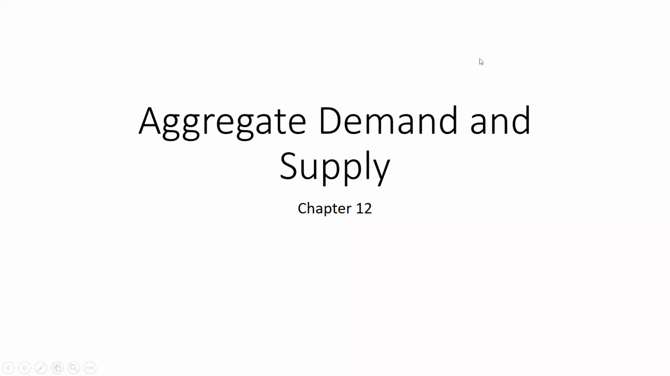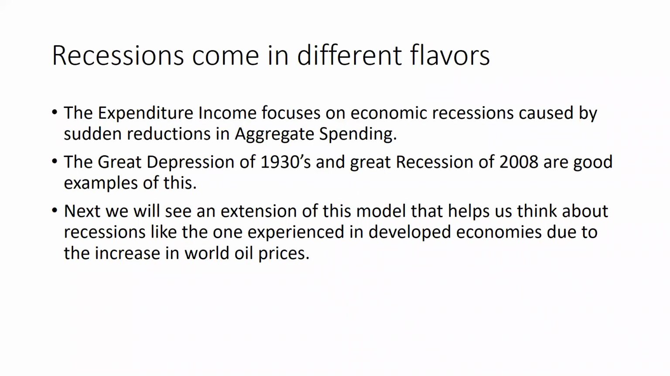Okay, hello everyone. So this lecture is going to be about aggregate demand and aggregate supply. The basic idea is that when we talk about the expenditure income model, the idea there was that fluctuations in aggregate spending are the main driver of economic recessions and economic booms through this process of the multiplier effect. And we gave some examples of recessions that fit this idea really well: the 1930s Great Depression and the Great Recession of 2008.